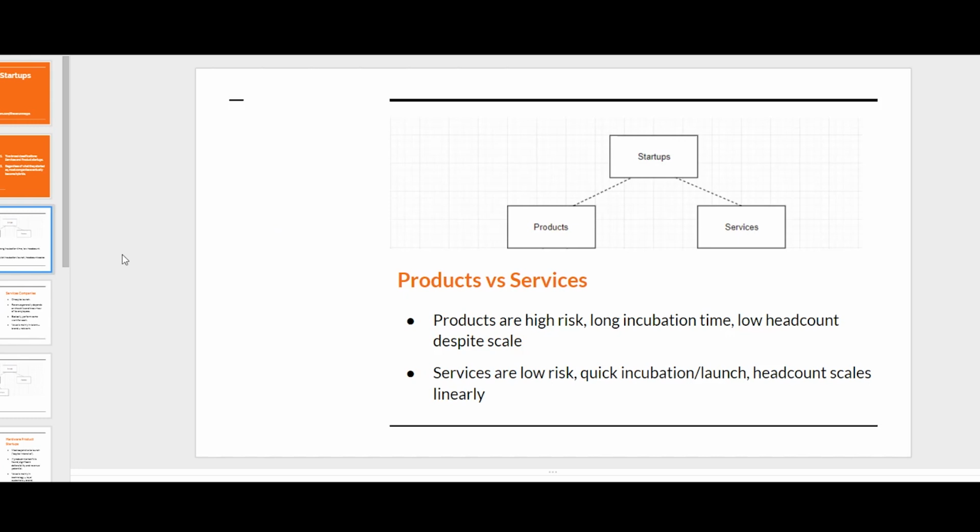So now that we know that there are product startups and services startups, let's quickly compare them. I'll do a longer comparison in the next couple of videos, but generally products are high risk, right? You're probably selling software or a t-shirt or something. There is a particular product you are selling. There's a longer incubation time. Obviously, it takes you longer to make the right product.